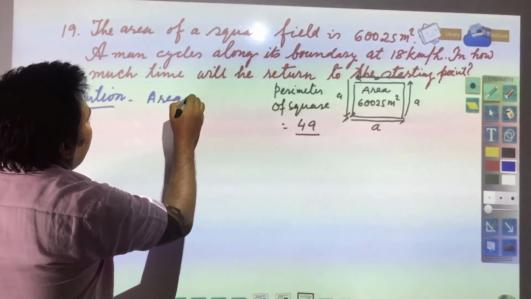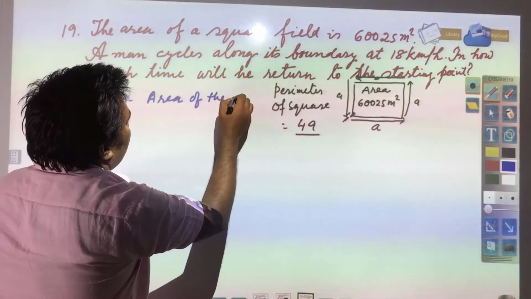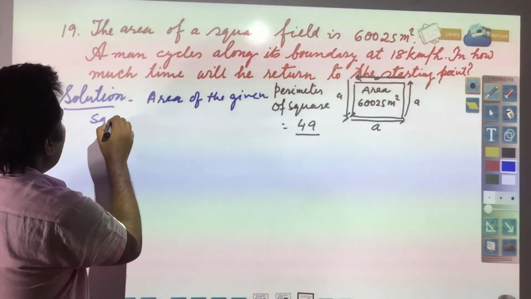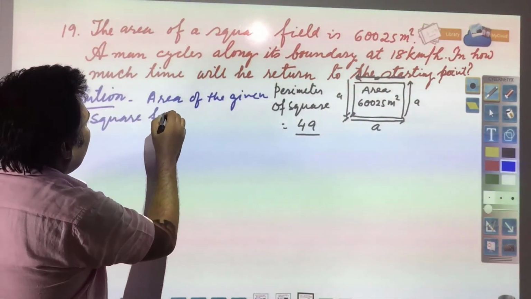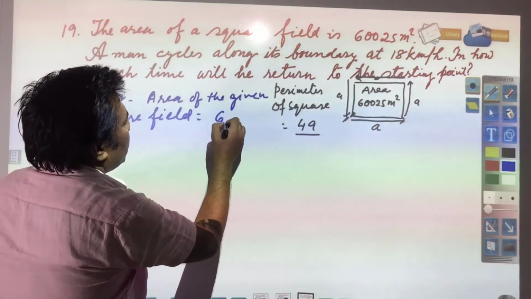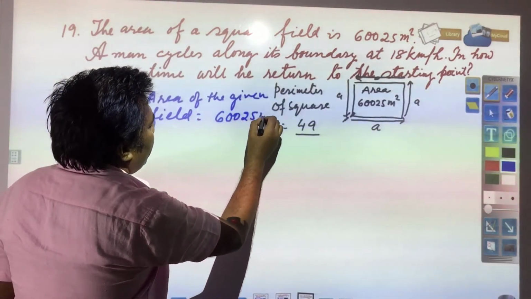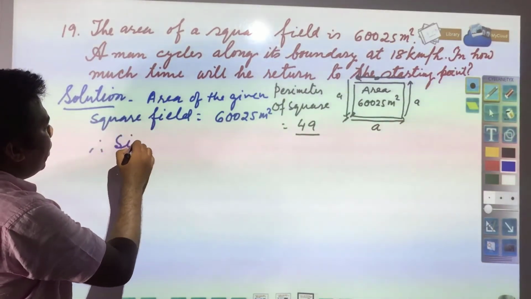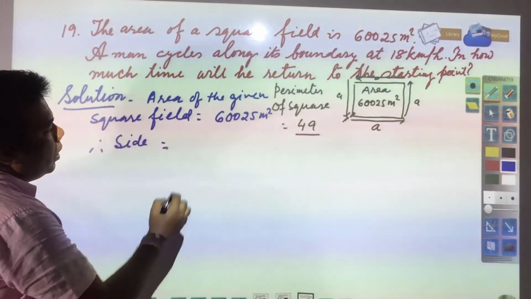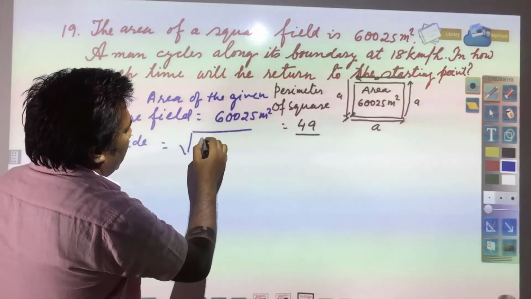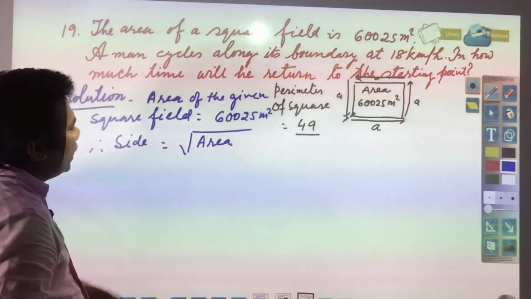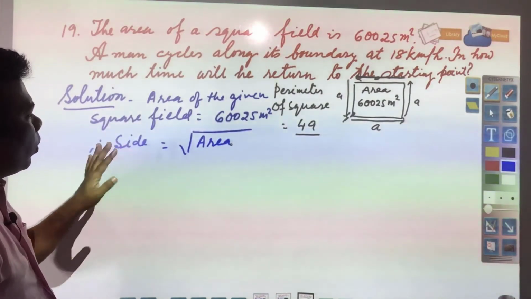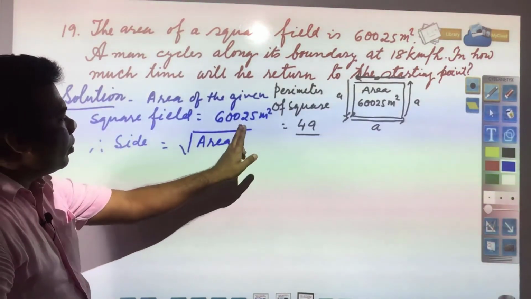Area of the given square field is equal to 60025 meters square. Therefore, side will be what? Square root of area. This is your formula. Side is equal to square root of area, or side is denoted by A also. A is equal to square root of area.